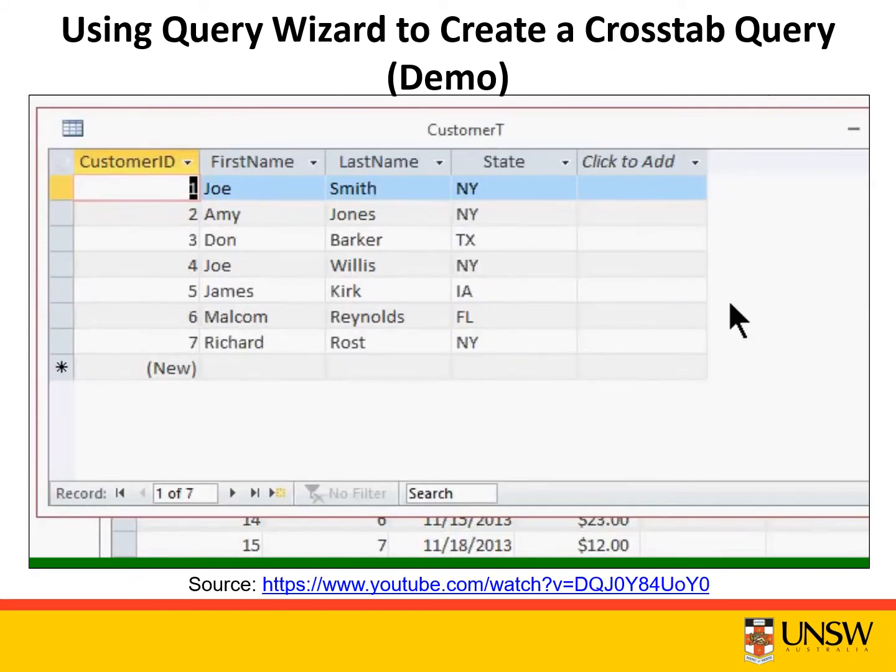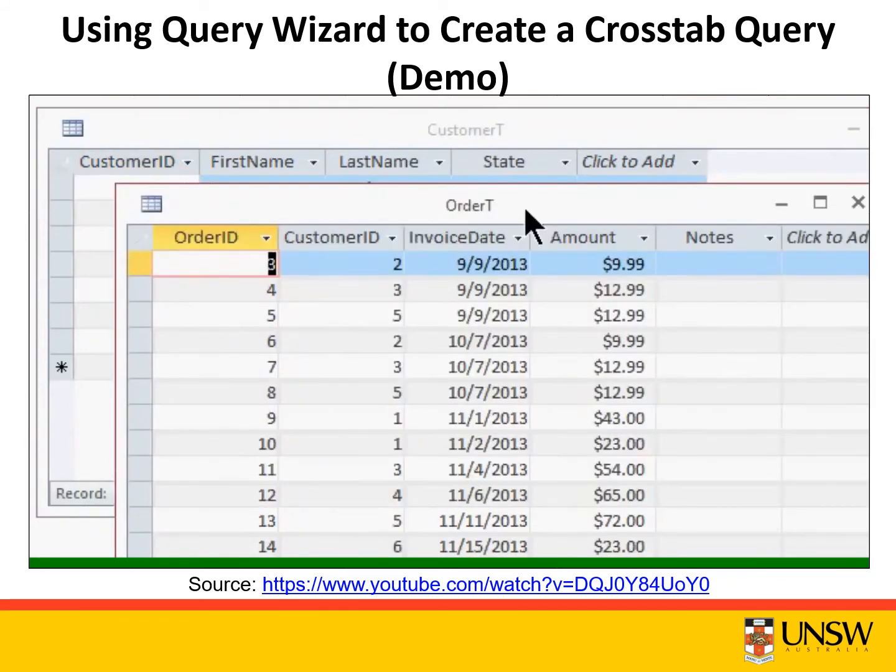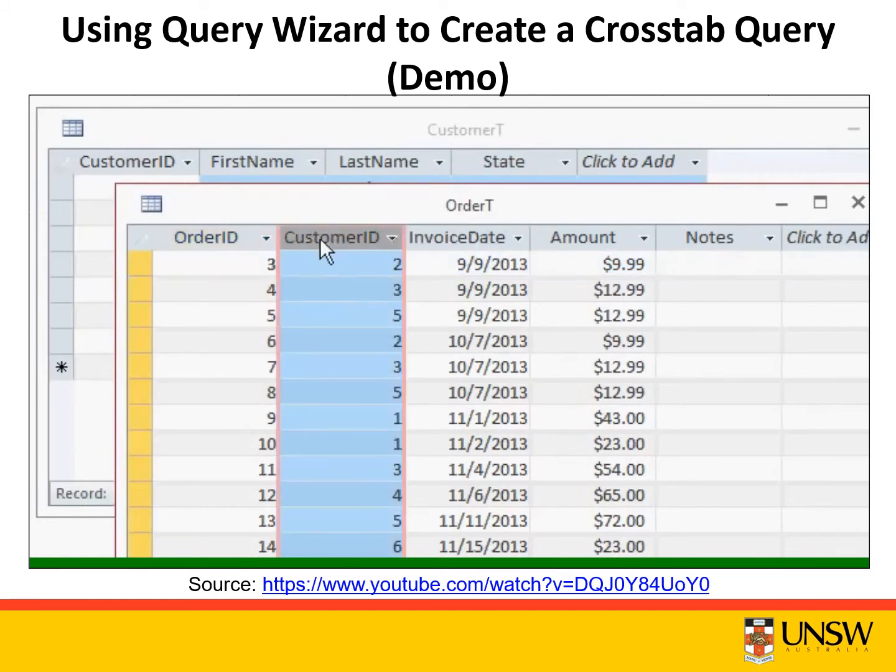Here I have a simple customer table, customer ID, first name, last name, and state, the state the customer is from. And of course a real customer table would have a lot more information than this, but this is just for the example. And here I have an order table that lists all of the orders for each of the customers. There's the order ID, the customer ID, that tells us which customer it's for, the invoice date, and the amount of the order.